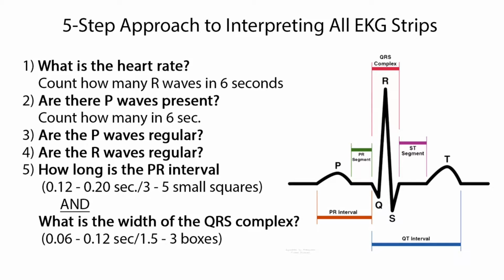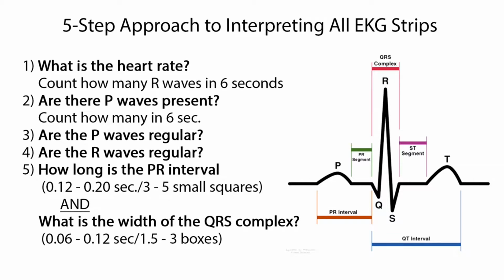2, are there P waves present? Count how many in 6 seconds. This is the atrial heart rate. Remember, the P wave represents the atria contracting. 3, are the P waves regular? Measure with calipers or a piece of paper. Number 4, are the R waves regular? Again, measure with calipers or paper.